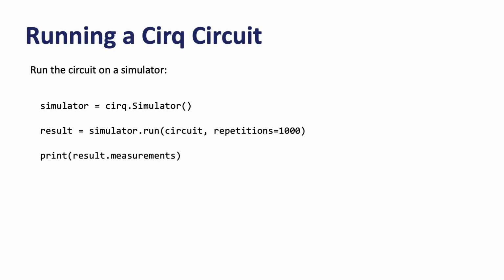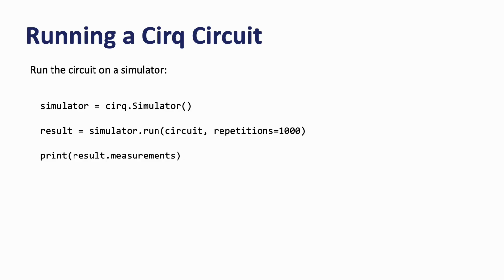Running a circuit is straightforward. We create a simulator object using Cirq's simulator class. The simulator is like Qiskit's simulator. It is a virtual quantum computer that runs on your regular computer. Then we call the run method on the simulator, passing in our circuit and specifying how many repetitions we want. Just like in Qiskit, we are running the circuit multiple times to build up statistical data.